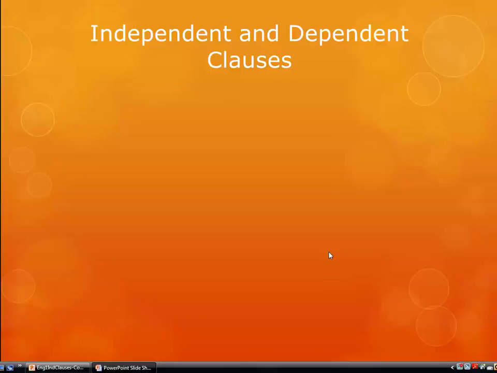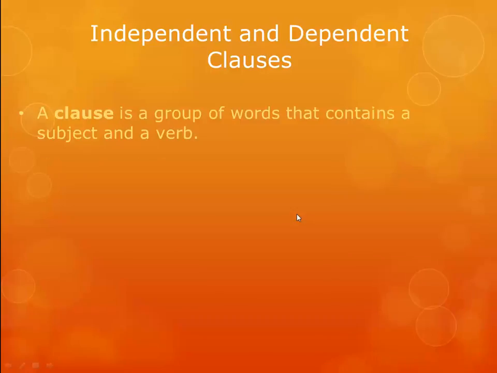So, independent and dependent clauses. Remember that the difference between a phrase and a clause is that a phrase does not have a subject and a verb, but that's not true of a clause. A clause is a group of words that contains a subject and a verb. There are two kinds of clauses in the English language. One an independent clause, the other a dependent clause. And just as the name implies, the dependent clause is the one that does not have a complete subject and a verb. And that's really how you distinguish between independent and dependent clauses.